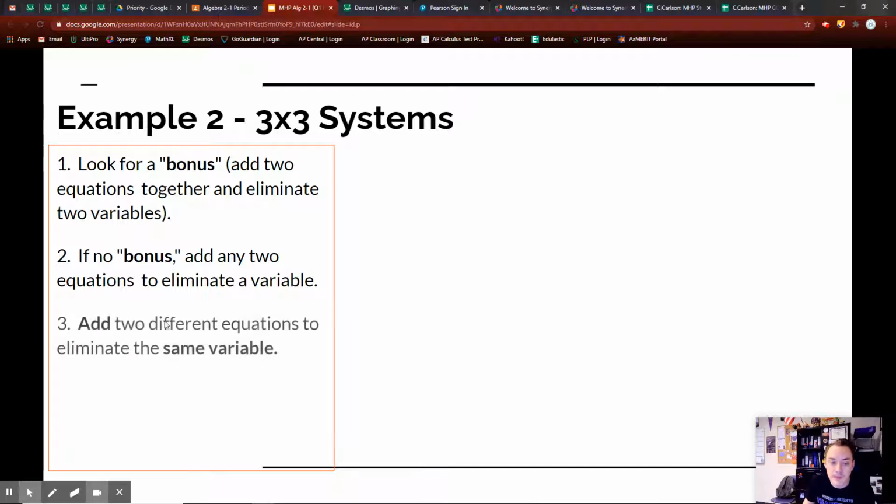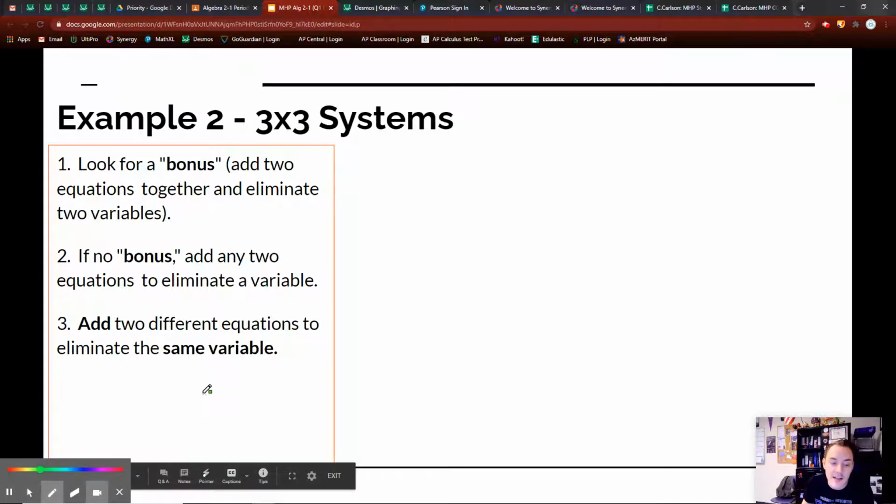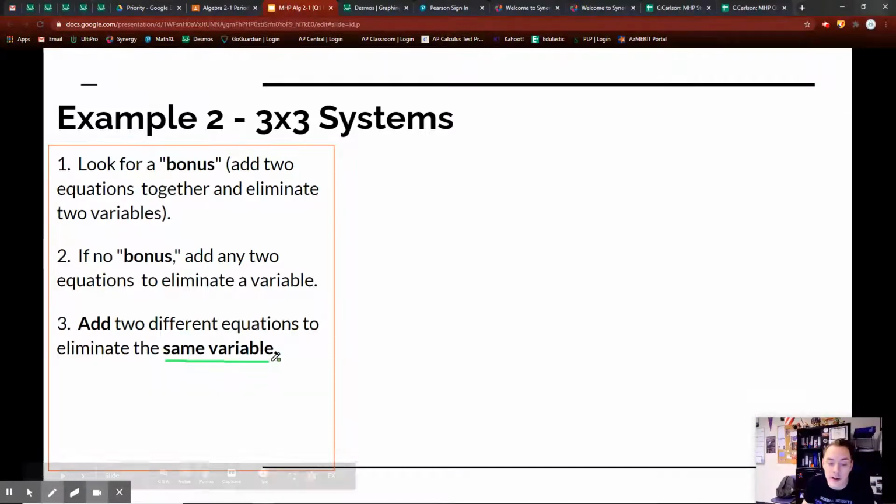Third step, add 2 different equations to eliminate, here's the difference, guys, the same variable. So before, we had to do the same thing, but eliminate a different variable so we can substitute that z in. But this is, you're going to eliminate 1 variable with any 2 equations, then eliminate the same variable with any 2 other equations.